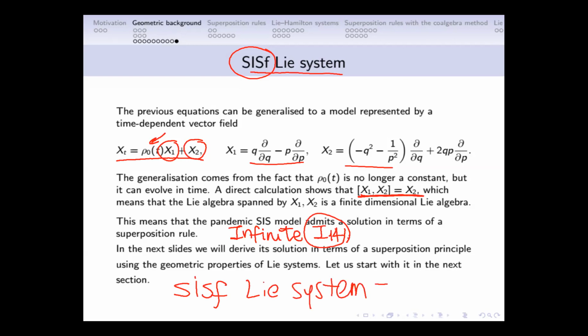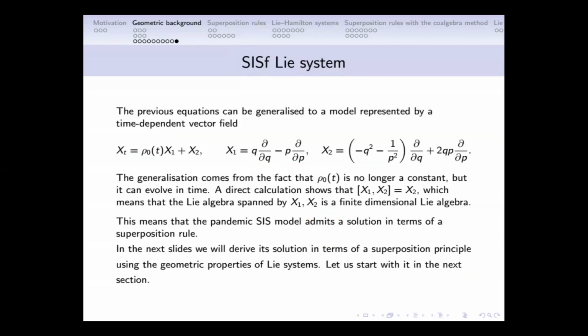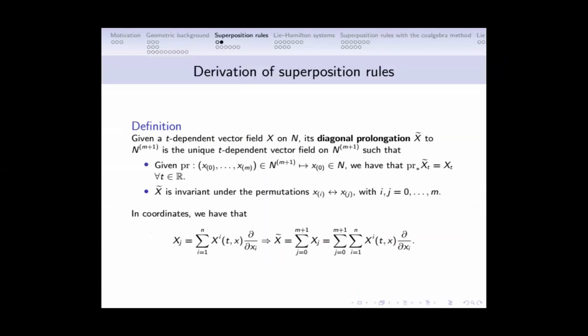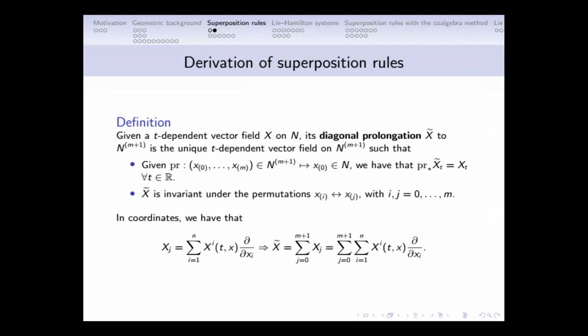Well, it means that it meets a superposition rule, which is interesting, and we can retrieve some solutions for this system. So now I want to show you how to get a superposition rule. As I told you, one has to bear in mind the number of particular solutions that one's going to need to make a superposition rule.